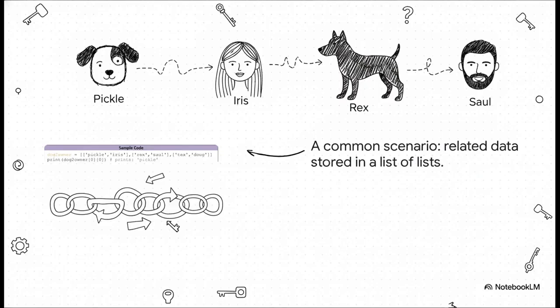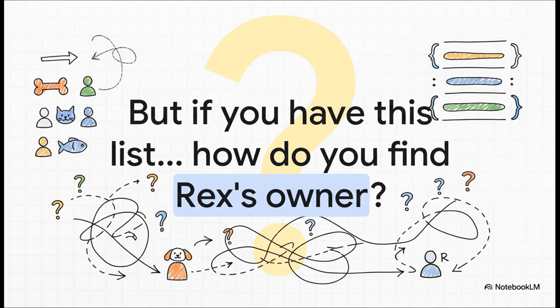Okay, so check this out. This is a super common situation. We've got a list here called dog_to_owner, and inside of it are, well, more lists. Each little list pairs a dog's name with its owner, right? Pickle with Iris, Rex with Saul. Now, at first glance, this might seem like a pretty logical way to organize things, but trust me, it's got some hidden traps.